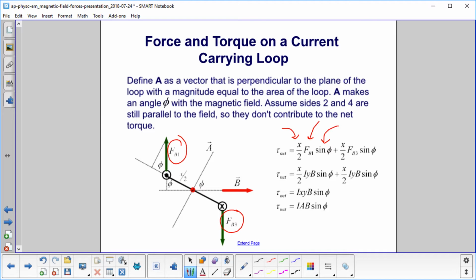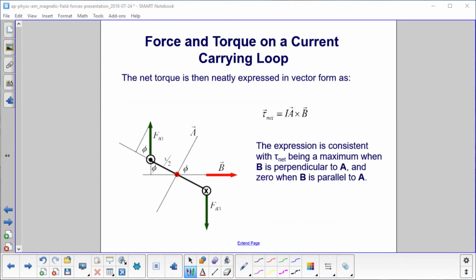We also replace what the forces are. The force of B1 is IYB. The force of B3 is IYB. Add everybody together. You get this XY term, which is going to be the area of the loop, which is equal to A. Once you get the expression IAB sine theta, we can neatly express that in vector form as IA cross B. And it's consistent with torque net being a maximum when B is perpendicular to A and 0 when B is parallel to A.